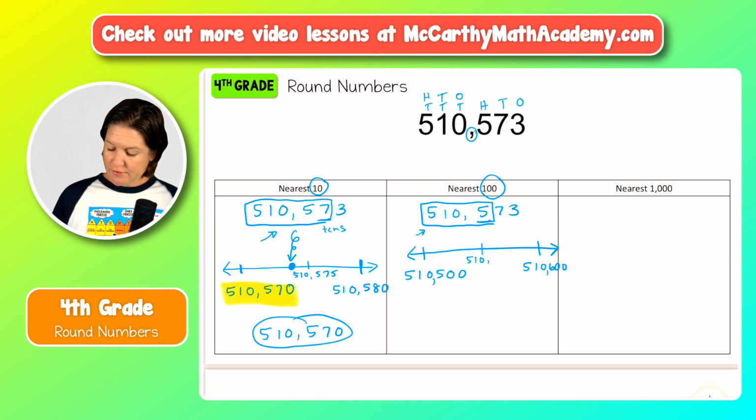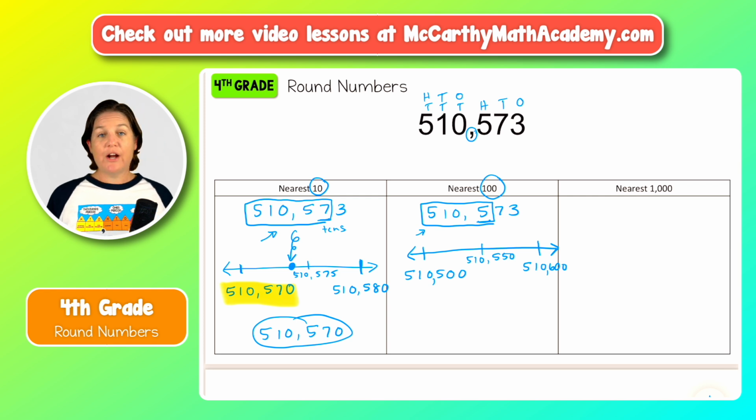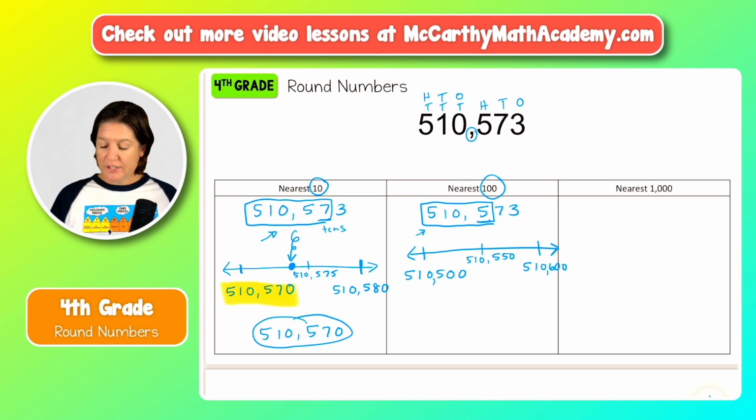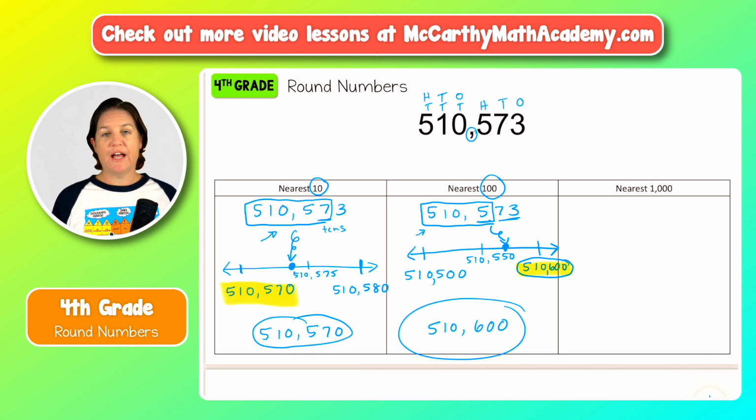So 510,550 would be our halfway point. Looking at our given number, we can see that we're actually at 573, which is going to go past the halfway point, maybe right about here, right? So because we went past the halfway point, we're rounding up to the nearest 100. This is the closest nearest 100 that we have, which would be 510,600. Next up, we're rounding to the nearest 1,000 at this point.